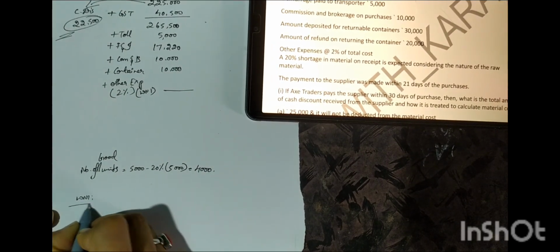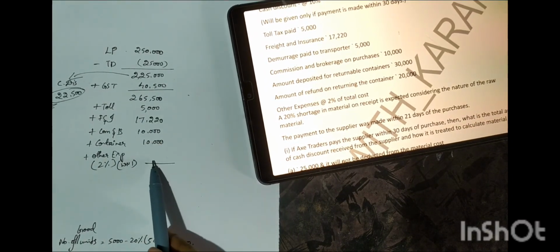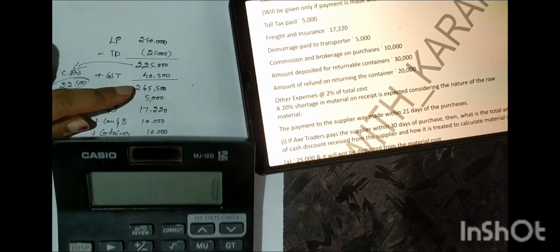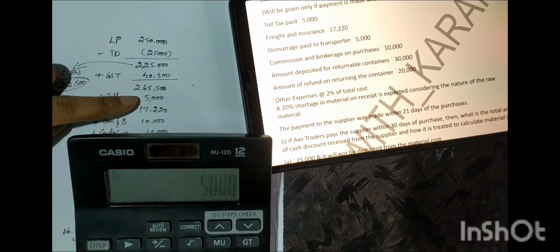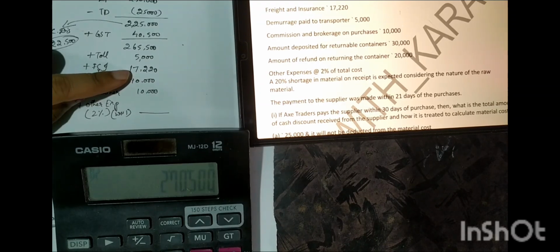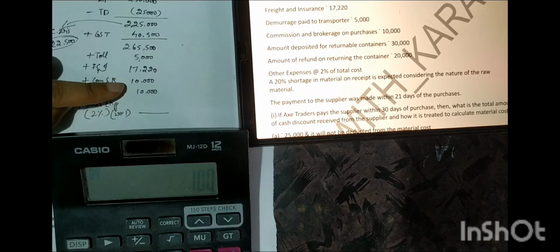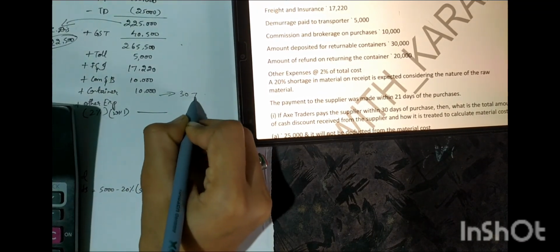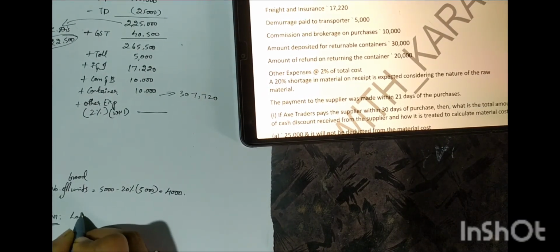And then working note number 1, calculation of other expenses cost. So whatever cost we're going to incur up to here plus this: 2,65,500 plus 5,000 plus 17,220 plus 10,000 plus 10,000. So until here we're going to get 307,720.